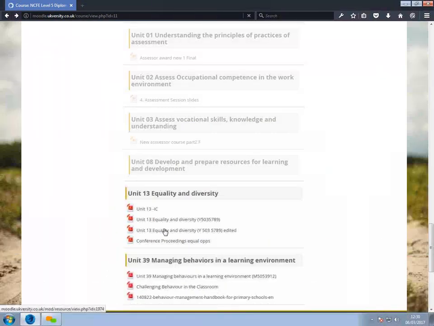You can see where I'm picking these from. I'm on unit 13, and that is on the Moodle platform. And again, I will tell you, having access to Moodle is vital to you being able to access the information. This particular lesson has been recorded. That will be recorded down onto Moodle, and you will be able to access it there, or watch any part of it again.